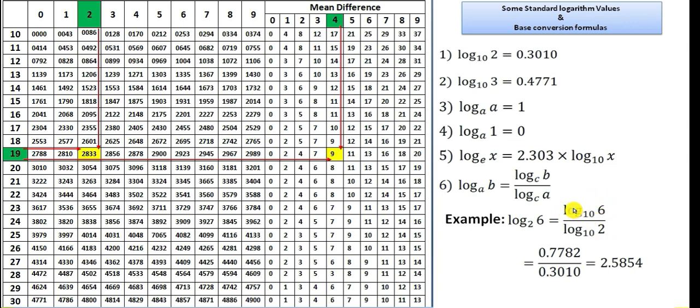Now find this value from the log table and also find this value from the log table. How to find that I have explained already in the same video. Find these two numbers, then divide them and you will find the answer. So these last two formulas, 5 and 6, are very important for base conversion. If the base is not given as e or 10, then you can use the last formula to convert the question in terms of base 10, and then find the values from the log table or from the given data, and you can get the answer.